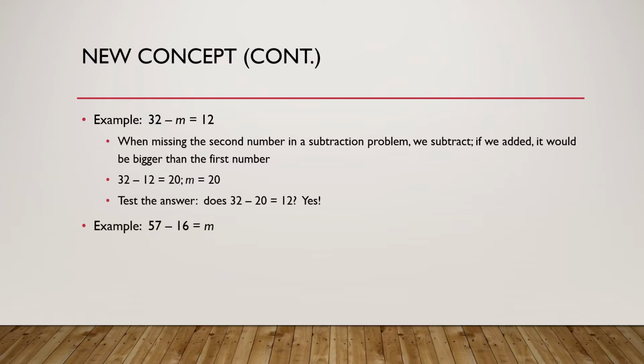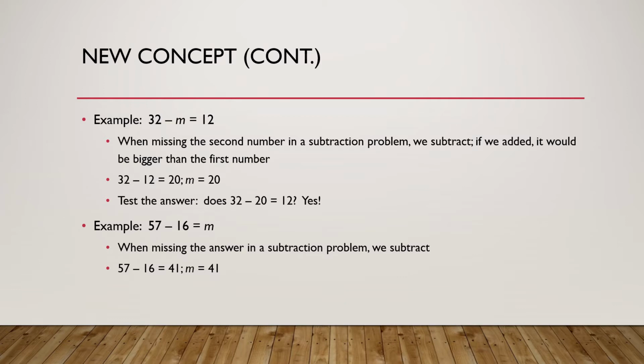Our final example is when we're missing the difference, the answer in the subtraction problem. 57 minus 16 equals m. When we're missing the answer, we subtract, obviously. So 57 minus 16 equals 41, so m would equal 41. And there really isn't a way to test this other than going the other direction.